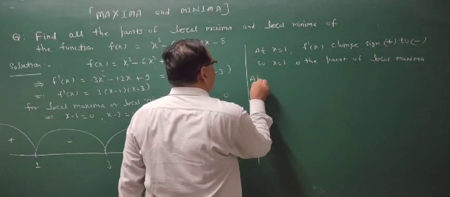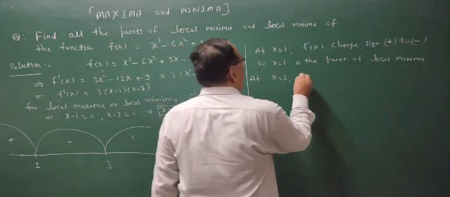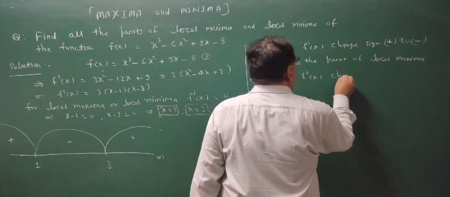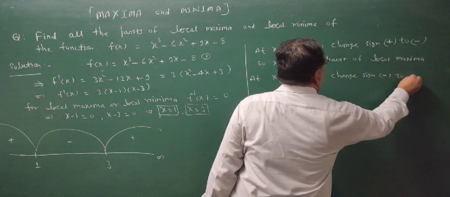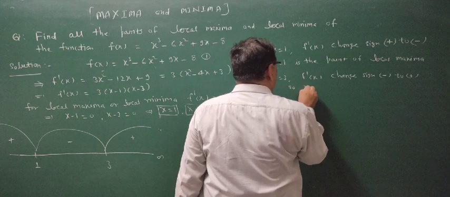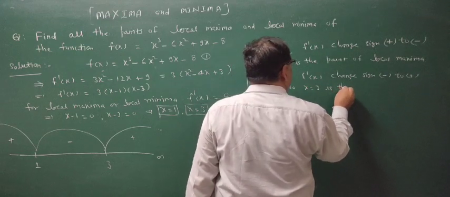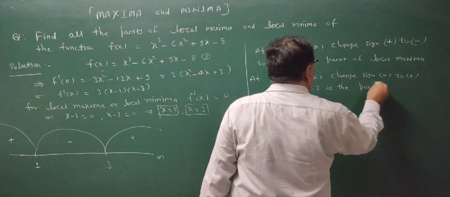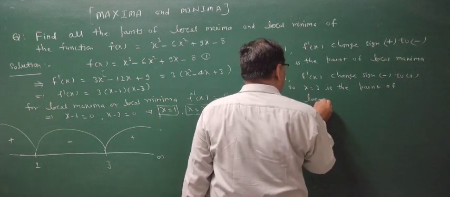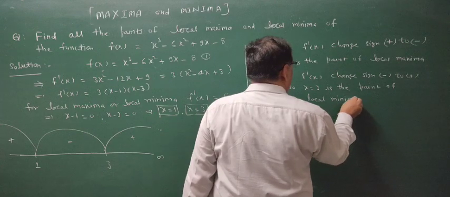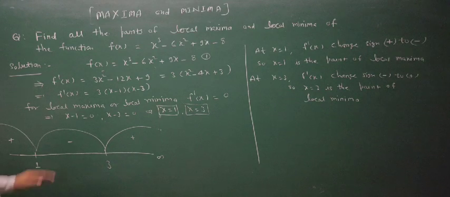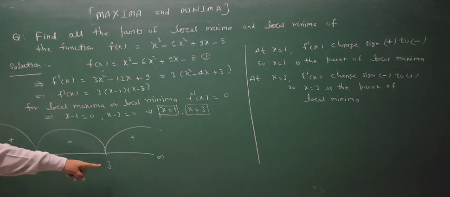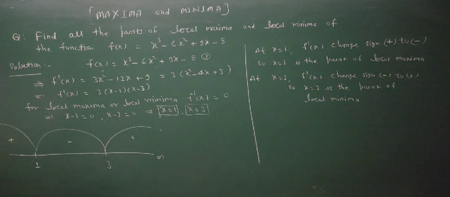At x equal to 3, f dash x changes sign from minus to plus. So x equal to 3 is the point of local minima. So in this question we want to find all the points of local maxima and local minima. There are 2 points. One is x equal to 1, at which the function has local maxima, and the other is x equal to 3, at which the function has local minima.